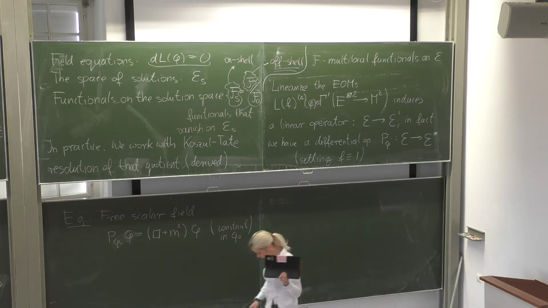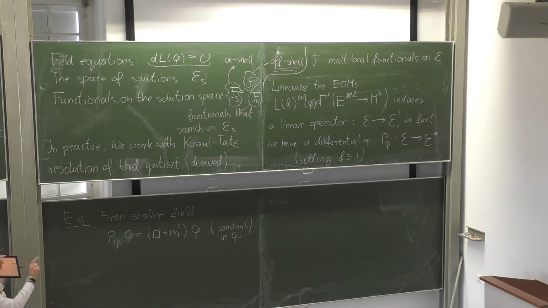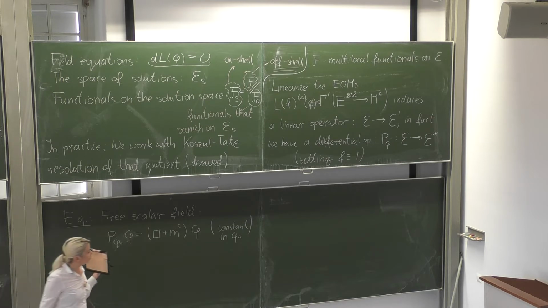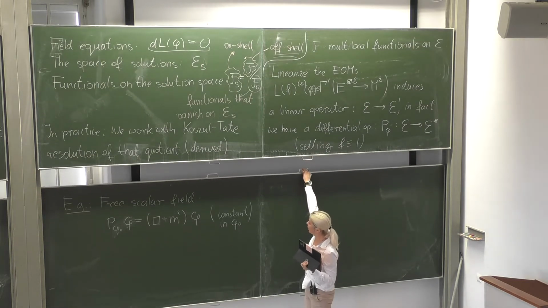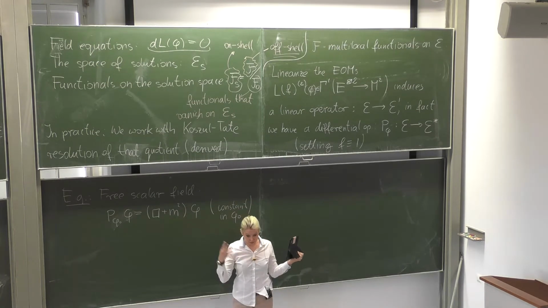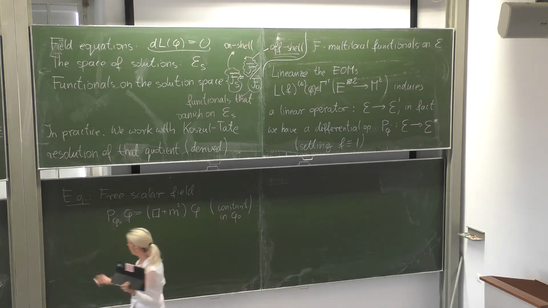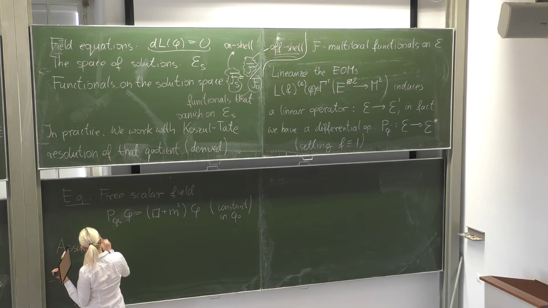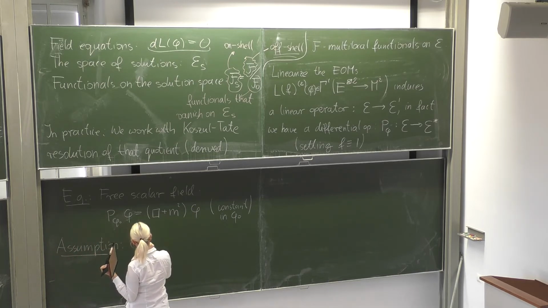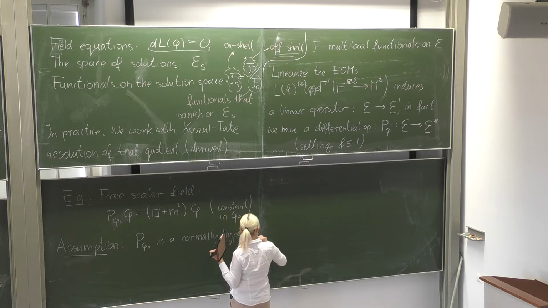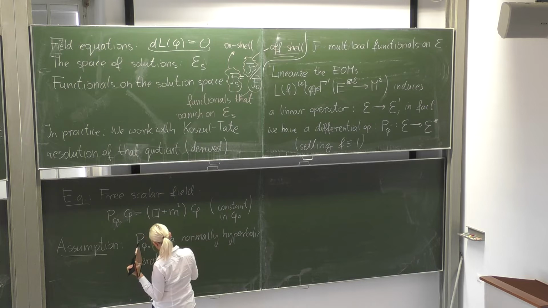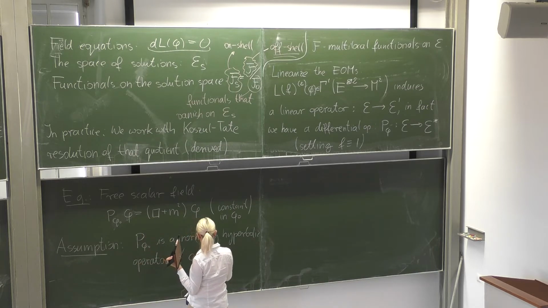But we are not interested in free scalar field only. So in general, at each point phi, we might have a different operator. The only thing I want to assume about it is that this operator is particularly nice as a differential operator. And in particular, I want this to be not too far off from this D'Alembertian, not too far off from being a wave operator. So the running assumption: P phi 0 is a normally hyperbolic operator for all phi 0 in E.